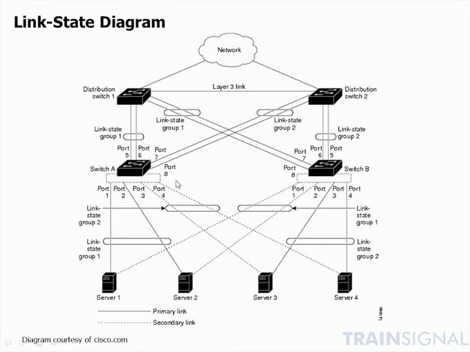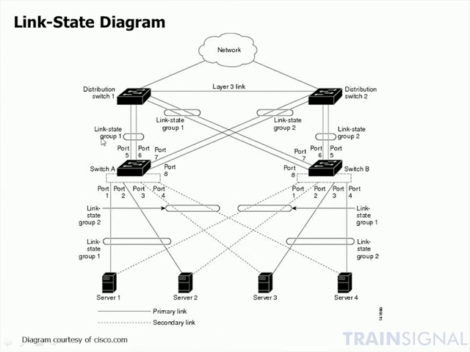And then we create what are called link state groups. So going up to the core, this would be link state group 1. This one over here would be link state group 2. Same thing here, 1 and 2. And then on the downstreams, we tie these together. So this link state group 1 goes to this link state group 1. This link state group 2 goes to that link state group 2, and vice versa.